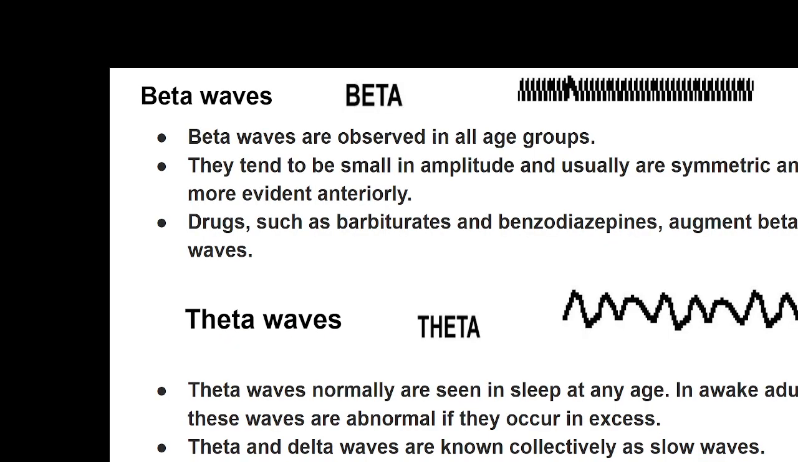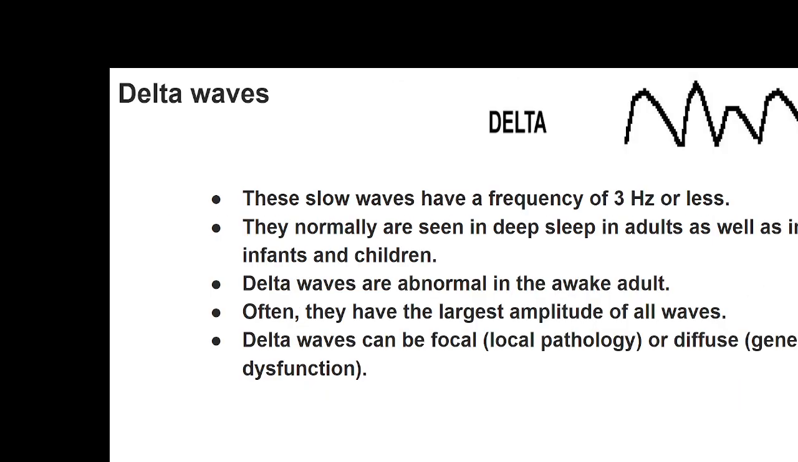Beta waves are again seen in all age groups, and they usually have a small amplitude and are usually symmetric. They are present throughout. Drugs like benzodiazepines, barbiturates, etc., will enhance this beta wave pattern. Theta waves are usually seen in sleep. In awake adults, these waves may be abnormal, and they could be suggestive of attention abnormalities. They are also called slow waves.